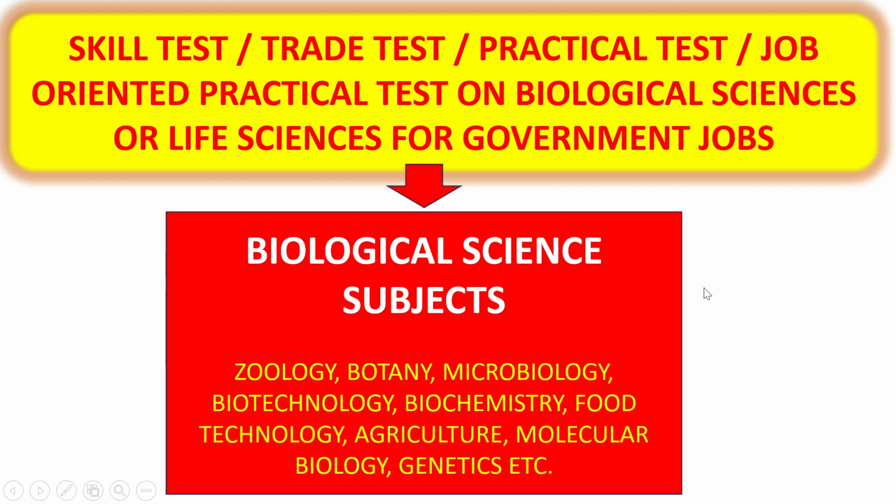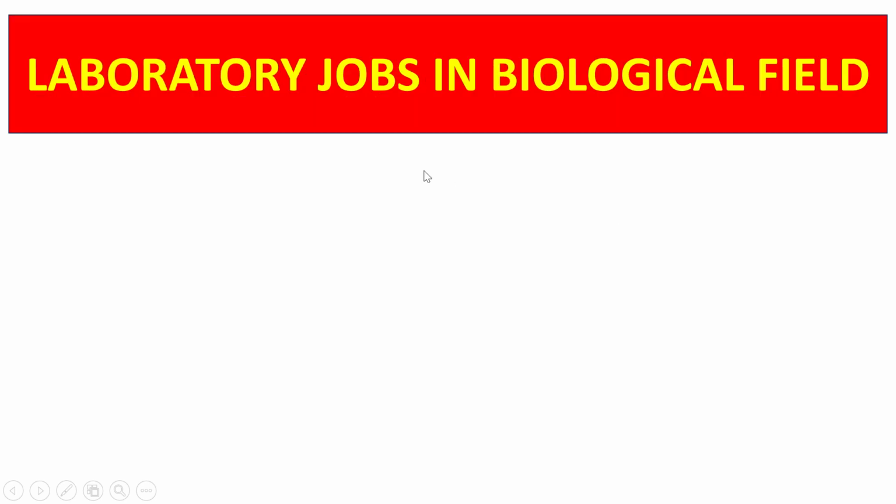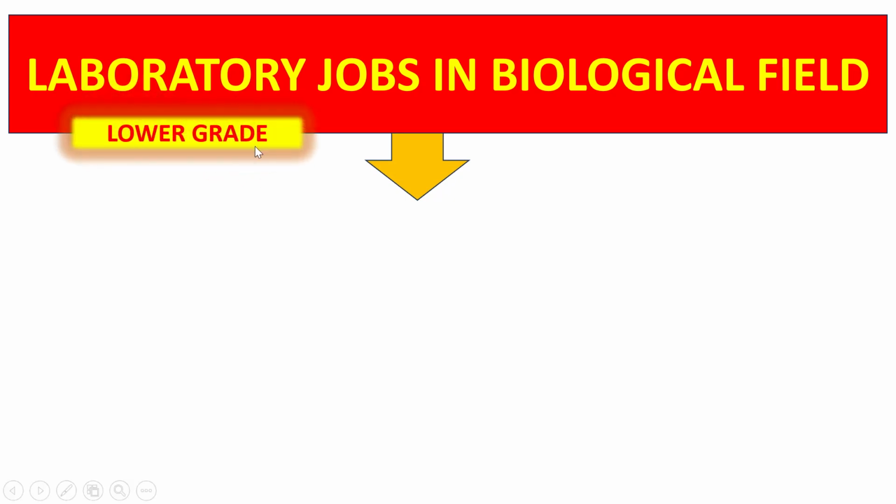Before going to the skill test or practical test, we have to know which types of posts we can get in government jobs for biological science. That is, laboratory jobs in biological fields. Which laboratory jobs are present in the biological field in government sectors? We have distributed them in two ways: the first one is lower grade jobs and the next one is higher grade jobs.